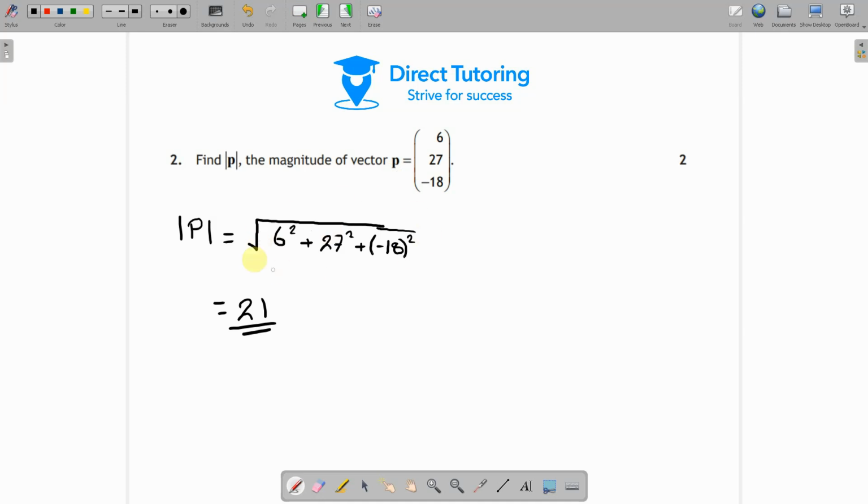You get 1 mark for the substitution into the formula, and then the final mark is getting the final answer. Very nice and straightforward.